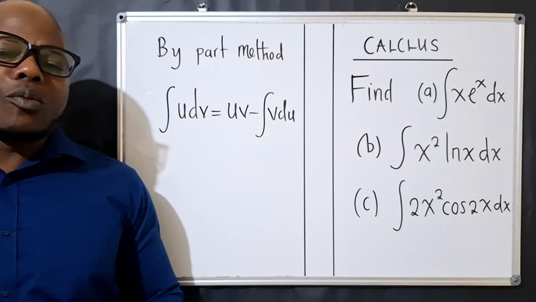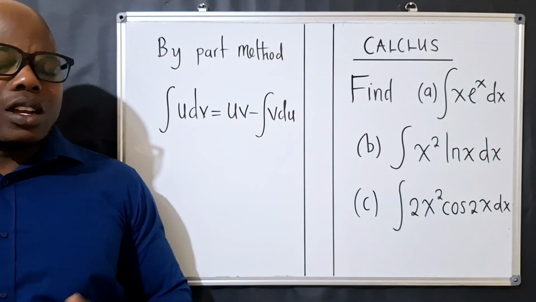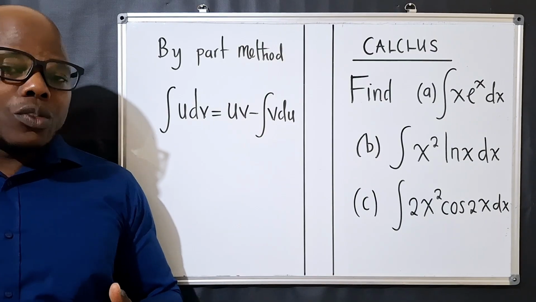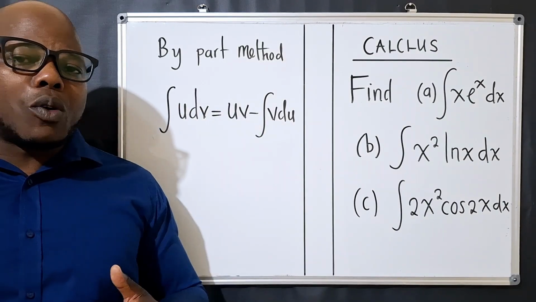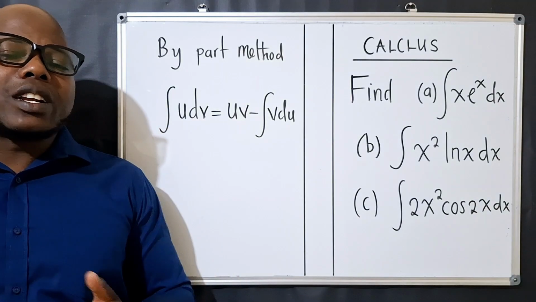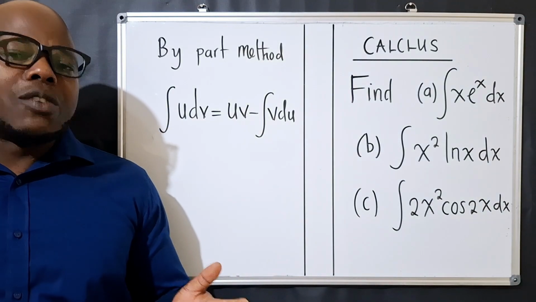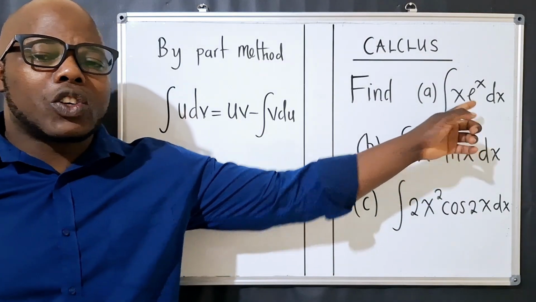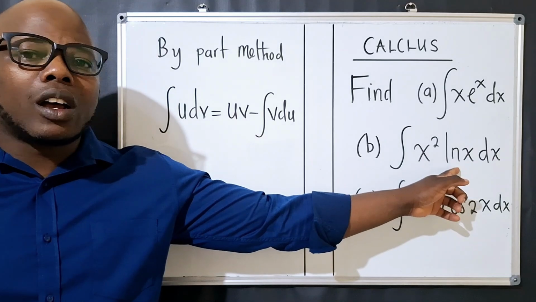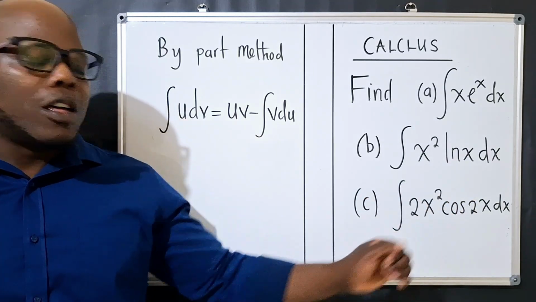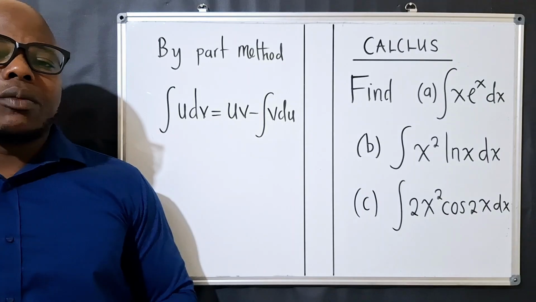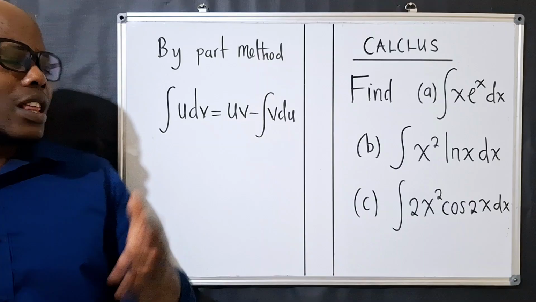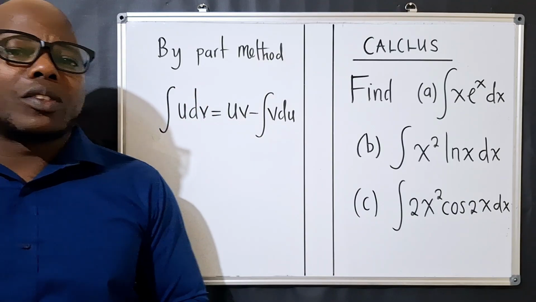We just have to know this formula for us to be able to answer this question. And the reason why I've decided to use the by-part method is because in these integrals, we are integrating the product of two different functions. You can see this is algebra, this is exponential. This is algebra, this is a logarithm. This is algebra, this is trigonometry. So we are integrating the product of 2 different functions. That's why we're supposed to use what we call the by-part method.